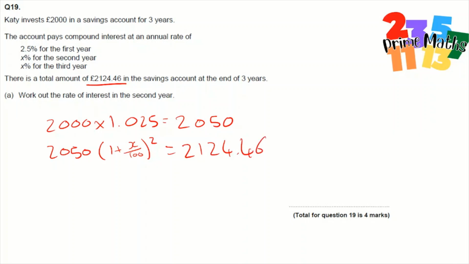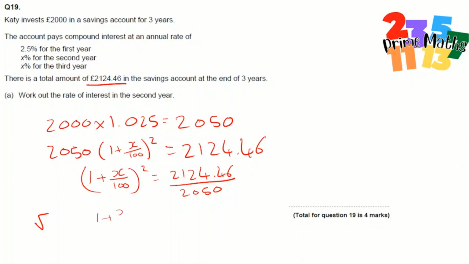We need to work out what that percentage multiplier is, what that value of x is. So I can tell you that 1 plus x over 100, squared, is equal to 2,124.46 divided by 2,050. We can then square root this answer. If we square root this answer, we end up with 1 plus x over 100 is 1.01799, which should show us that x is equal to 1.799%, or 1.8% will do.